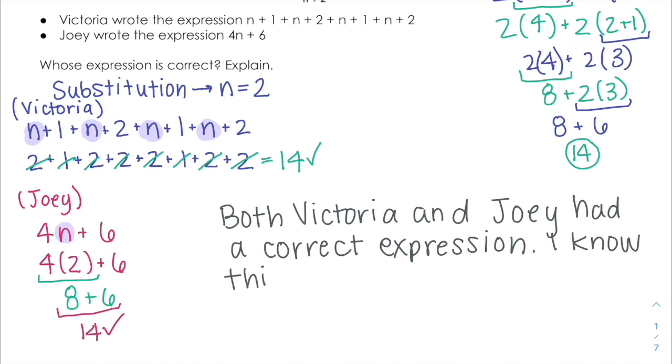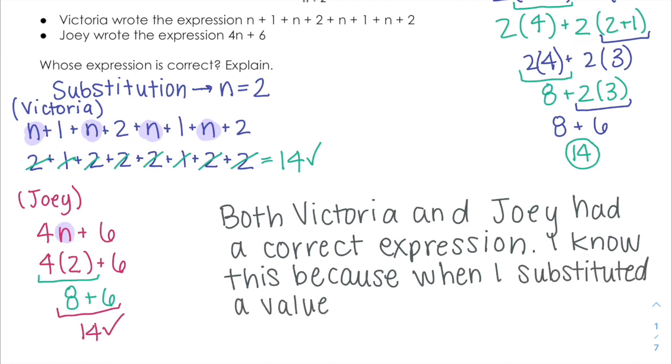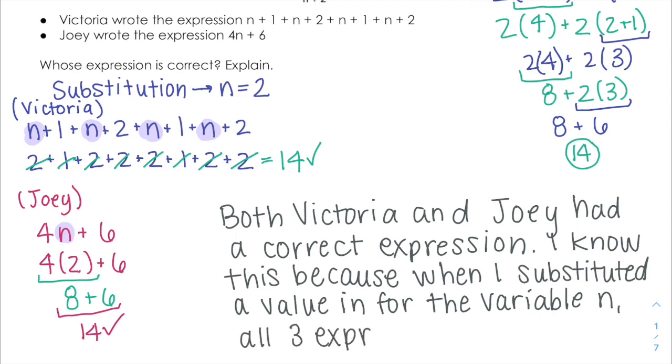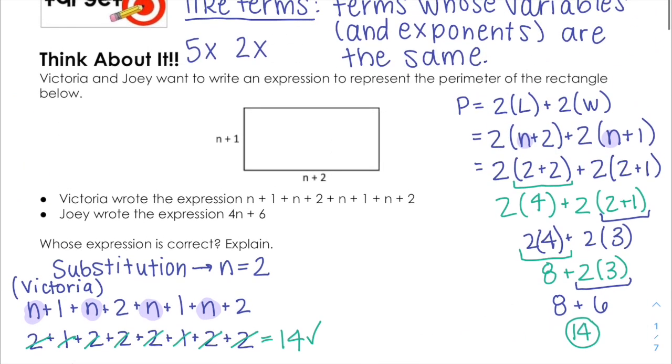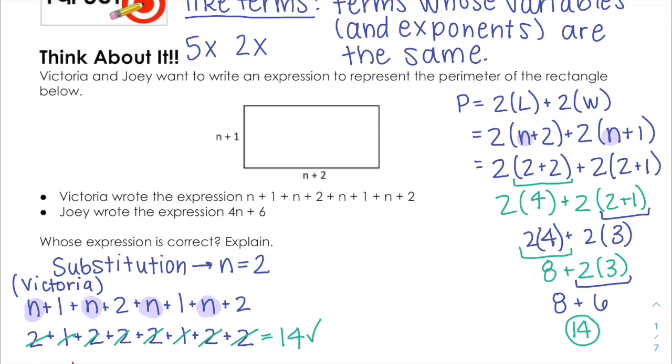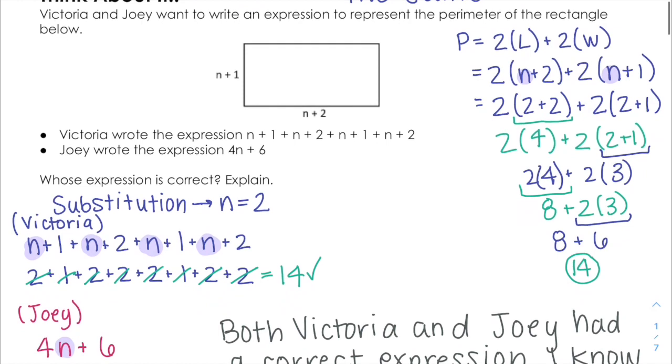I know this because when I substituted a value in for the variable n, all three expressions had the same value. So before we started, I defined the vocabulary term like terms. And like terms meant terms whose variables and their exponents are the same.